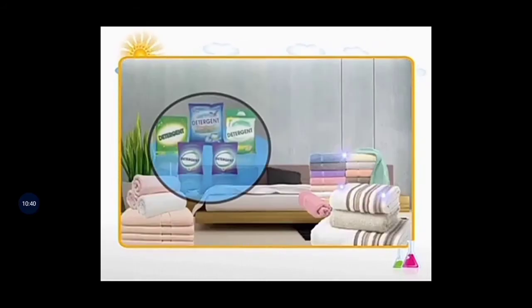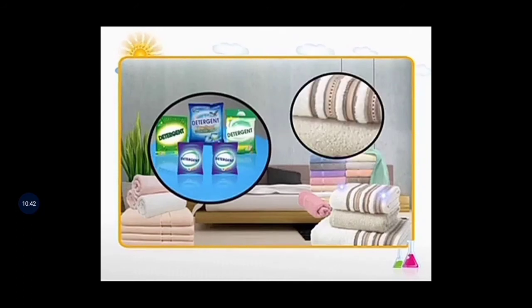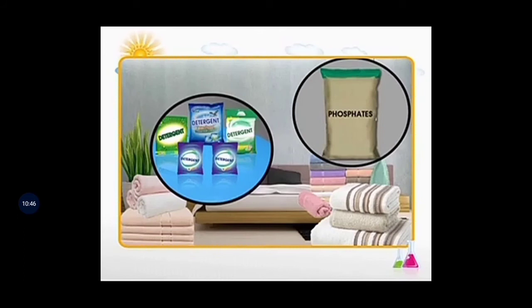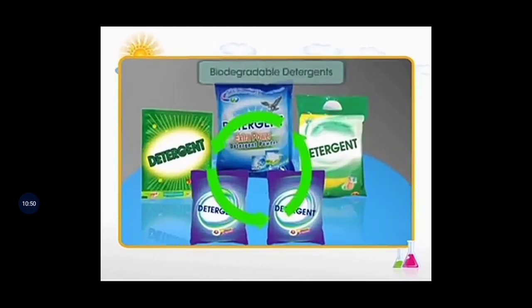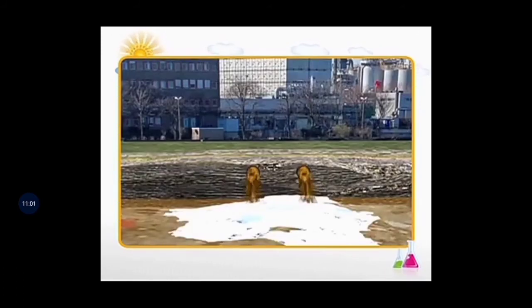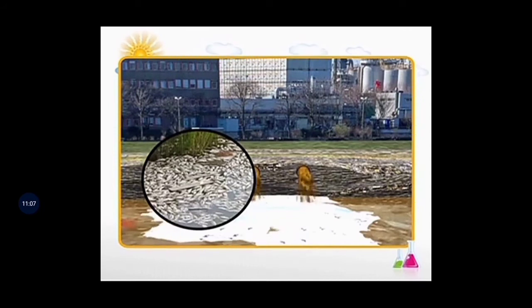Detergents and washing powders contain brighteners, which improve the whiteness of cotton and linen fabrics. These contain phosphates, a common pollutant. Many detergents are biodegradable. They can be broken into simple substances by living organisms, and this is not harmful to us. Some detergents are non-biodegradable, and their high concentration can kill fish and other aquatic life.